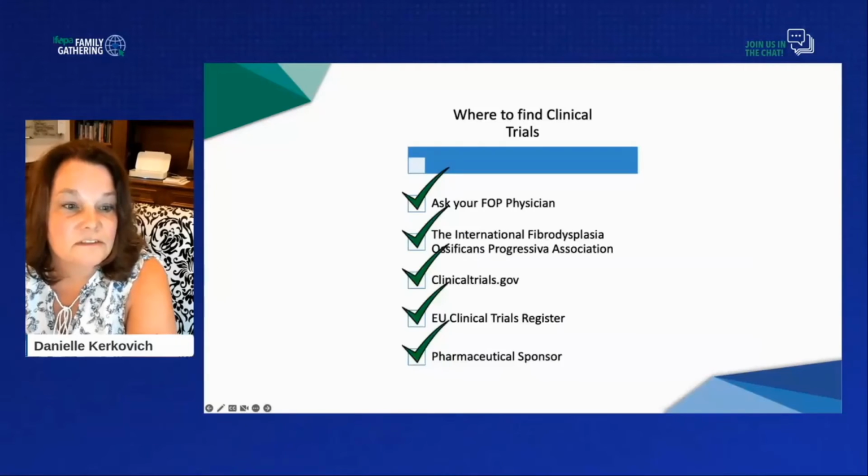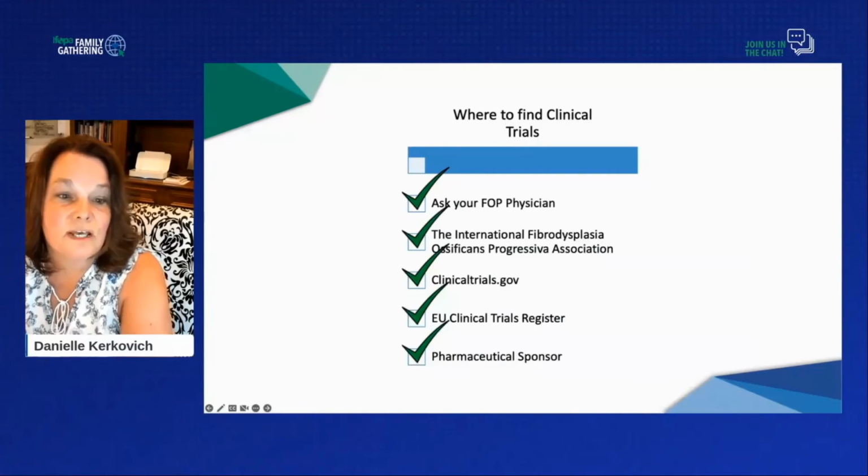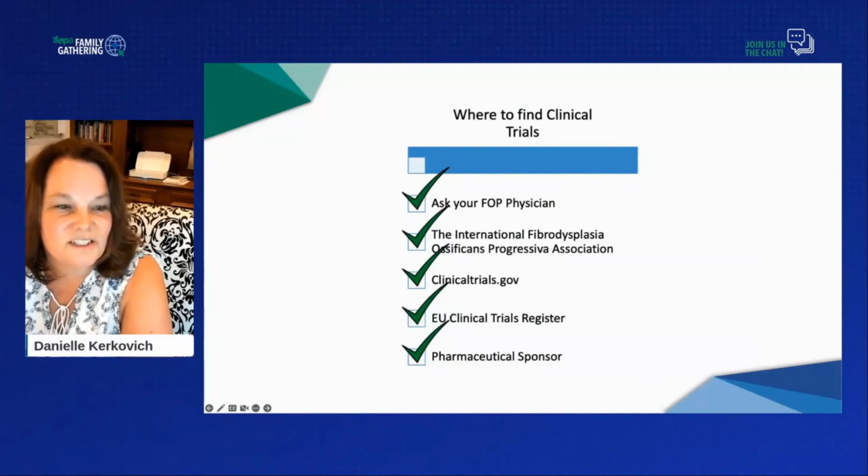There are several ways to search for trials. So now that you know the questions to ask, there are several ways to search for trials in FOP. Number one, ask your FOP physician. He or she may be very aware of what's happening. They most likely will be aware. Check the IFOPA website.